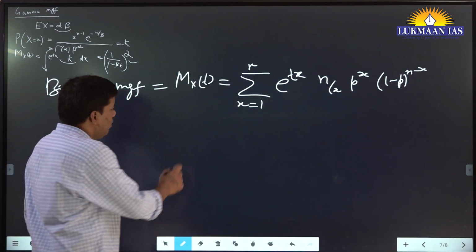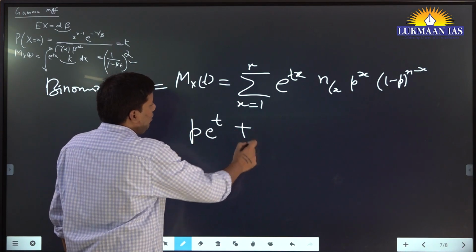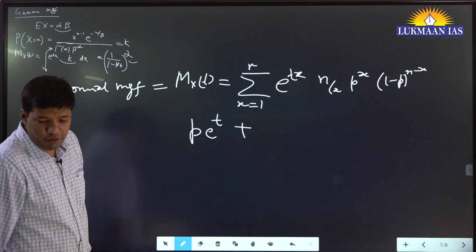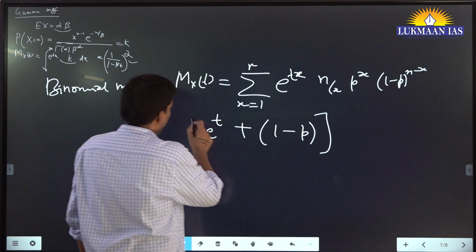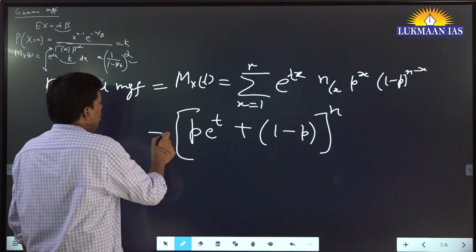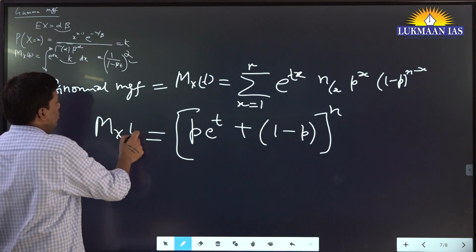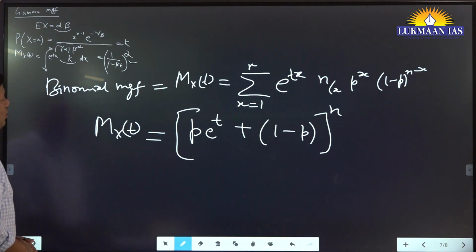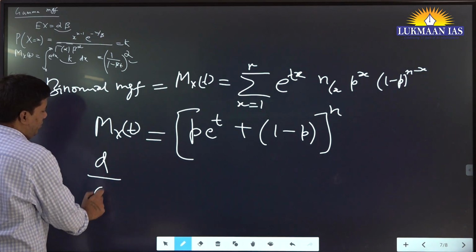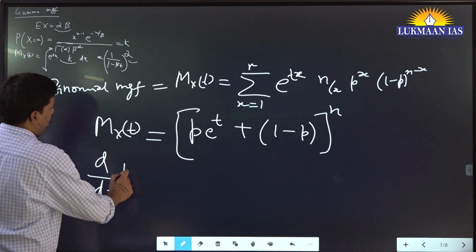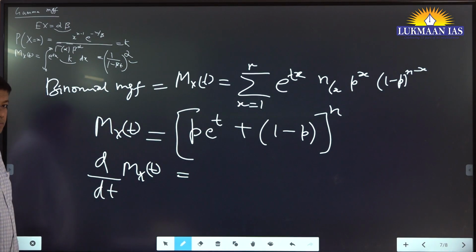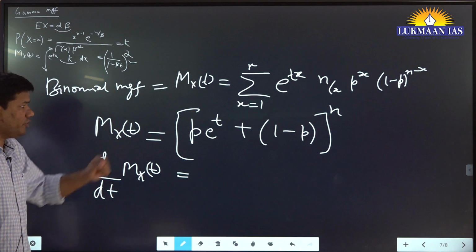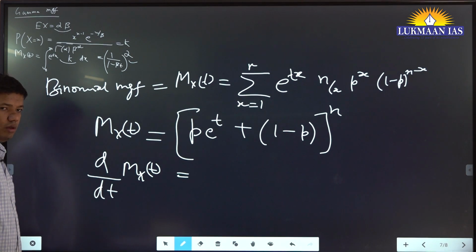It gives you (p e to the power t plus 1 minus p) to the power n. This is your MGF, moment generating function of binomial. Now what you will do, let's say you differentiate it one time, Mx(t). So tell me what result you should get. If you differentiate this function one time, what you get is np, right?